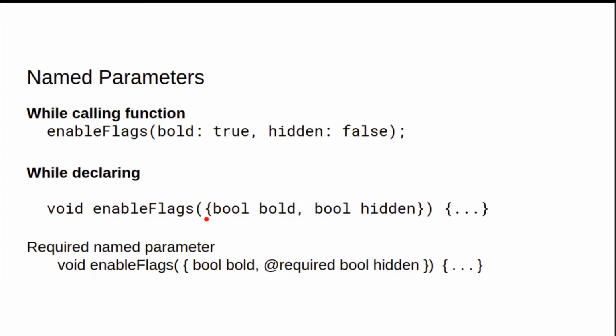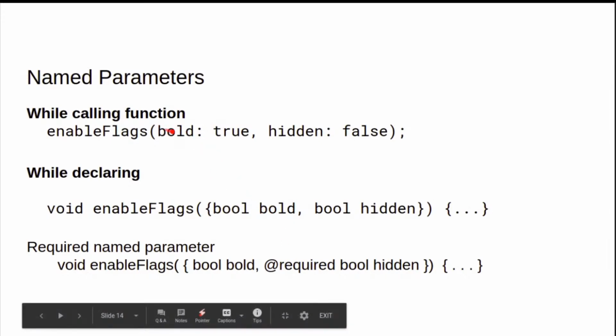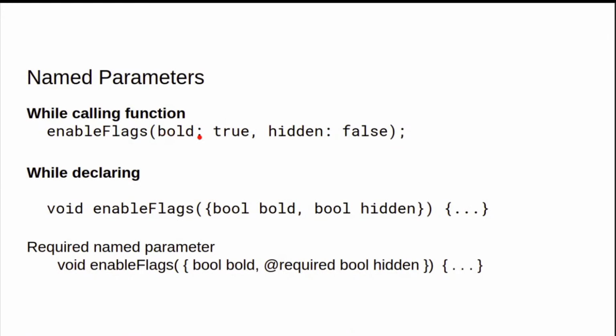While declaring, we just need to add these curly braces to make them keyword arguments, named parameters. So while calling, we should specify the name of the argument, that is bold, and put a colon, and we should pass the value for that argument. And these named parameters are optional. We need not pass the value for it while calling that function.